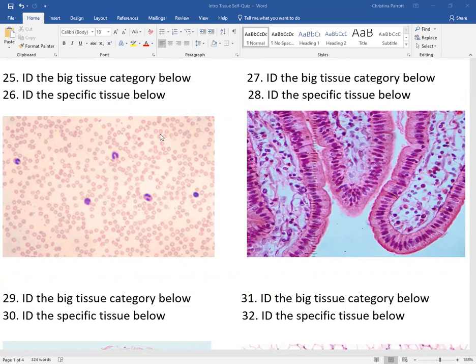Number 27 and 28 is the picture on the right. You're seeing the nucleus or the nuclei all lining up in a nice neat row. So it's like soldiers marching in a single file in a neat orderly line. That clues you in that this is going to be simple columnar epithelium. So number 27, the big tissue category is epithelial. 28, the specific tissue is simple columnar epithelium.